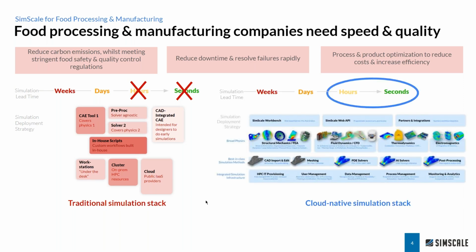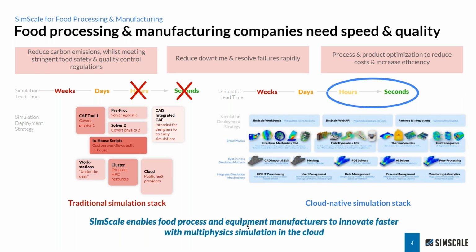That is where SimScale as a cloud native simulation stack really has an advantage because, first of all, due to the unlimited compute power of the cloud, the simulation lead time itself comes down to hours and even seconds when you're talking about AI prediction. You have broad physics available sitting on top of best in class simulation methods, and all the HPC orchestration, user data management is taken care of by this cloud native platform, which basically means that as a company, as a manufacturer, as a team, you can focus on innovating faster, leveraging all these multi-physics solvers that are available to you.